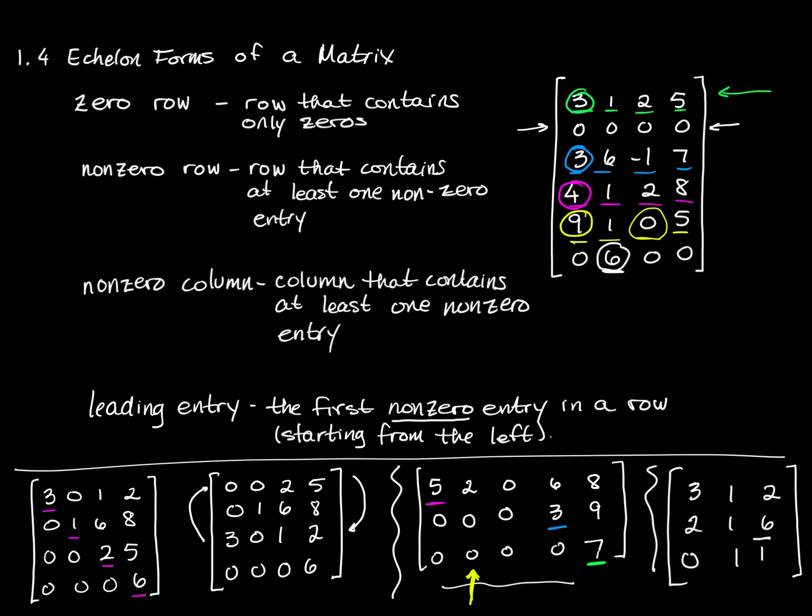Okay, we're going to look at some other things that we can do to put it into echelon form, but for now, we'll just leave it at that. In our next video, we're going to talk about something called reduced row echelon form.